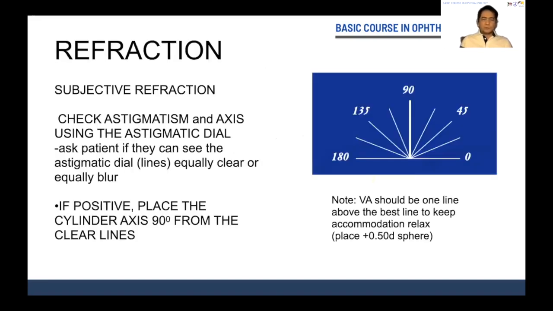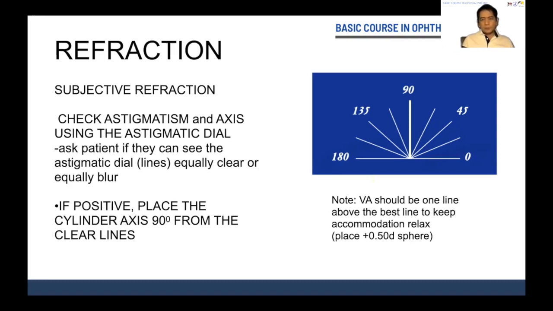So for example, you were able to arrive at a spherical component in subjective refraction. Now you need to determine whether this patient has an astigmatic component. How do you do that? After placing the subjective refractive power, you now ask the patient to look at the astigmatic dial. The one in the photo is an astigmatic dial. It is also called a sunburst dial or fan dial. This is used to determine the presence of astigmatism.